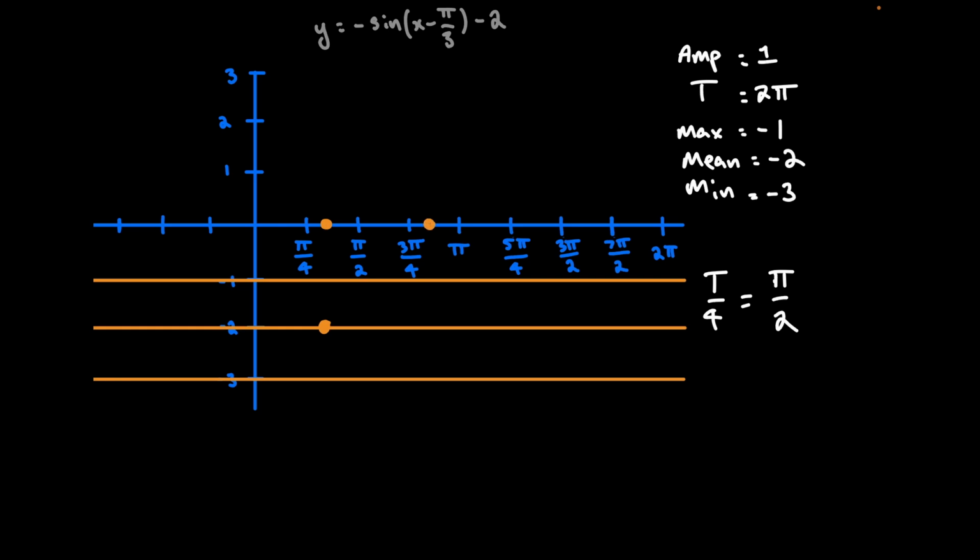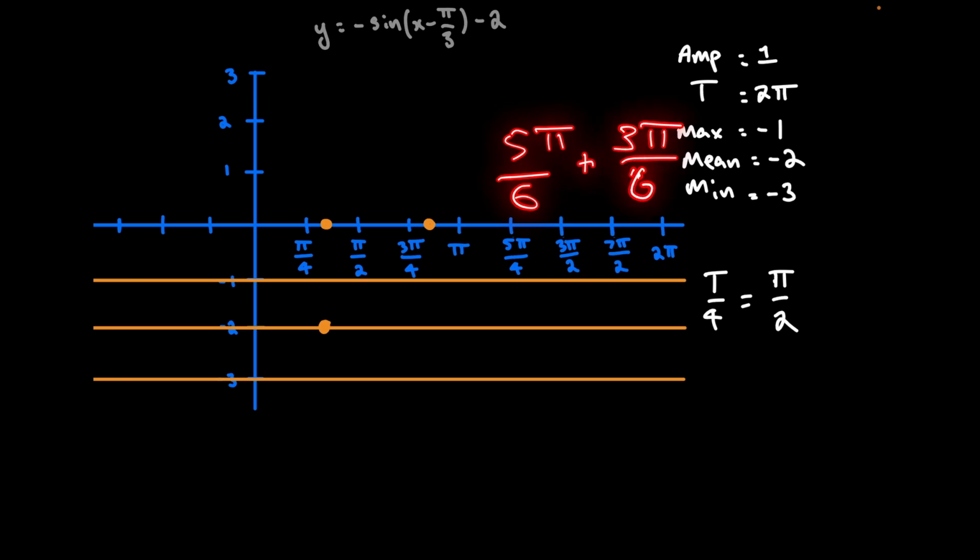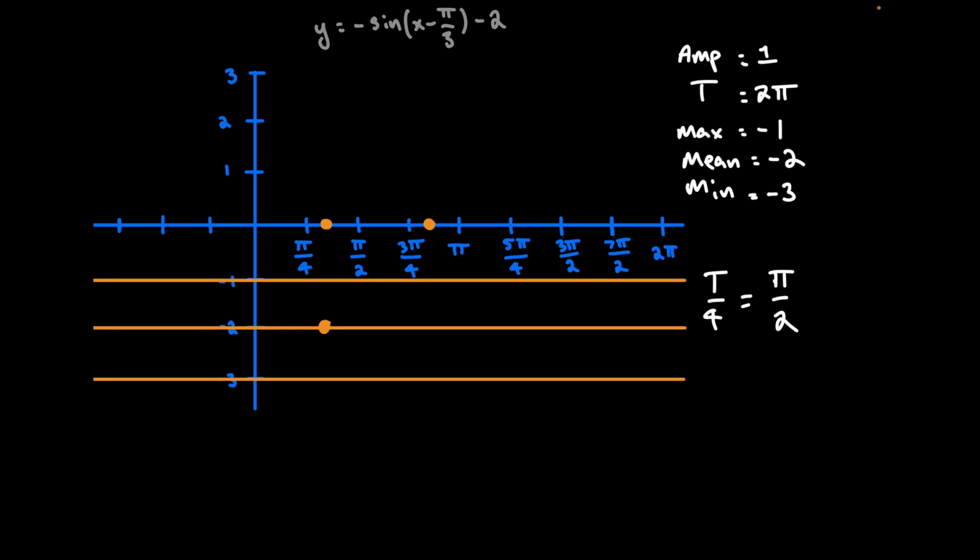And then 5 pi on 6 plus 3 pi on 6, that would be the same as 8 pi on 6, which is the same as 4 pi on 3. And 4 pi on 3 is 240 degrees, so that would be roughly over here. Now 8 pi on 6 plus 3 pi on 6, that's 11 pi on 6. 11 pi on 6 is roughly over here. Also, this should say 7 pi over 4, not 7 pi over 6. Okay, roughly over there. And then we can keep going one more.